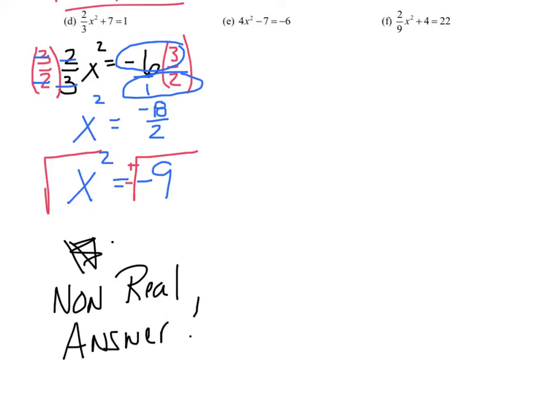All right, and that's what you're going to write down. You cannot take the square root of a negative number, so you get a non-real answer. And you'll find more about that in a couple weeks. All right, why don't you pause it? You got E, and see how it goes.